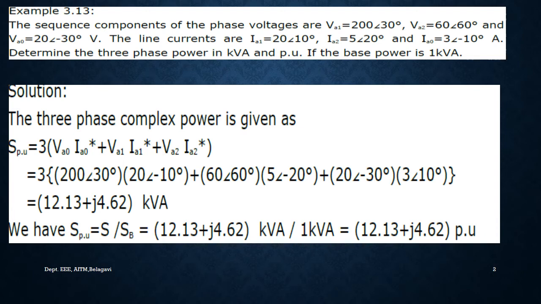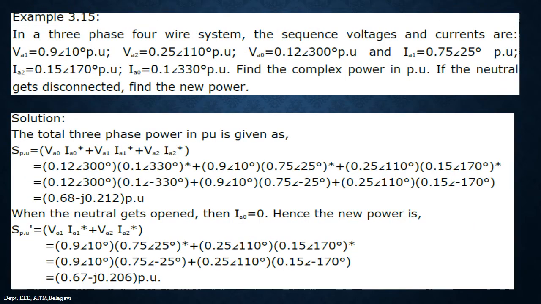Now let us solve another problem related to complex power. This is the problem statement for the next problem. It states: in a three-phase four-wire system, the sequence voltages and currents are given. Respectively the positive, negative and zero sequence voltage and current values are given. From these values we need to find the complex power in per unit, and if the neutral gets disconnected, we need to find the new power.